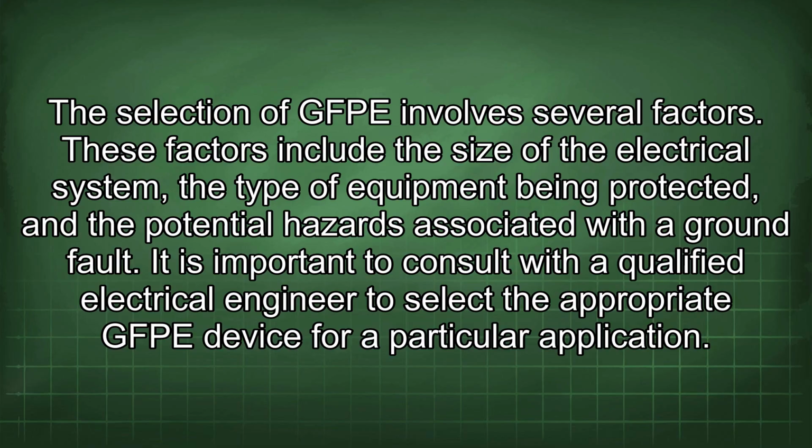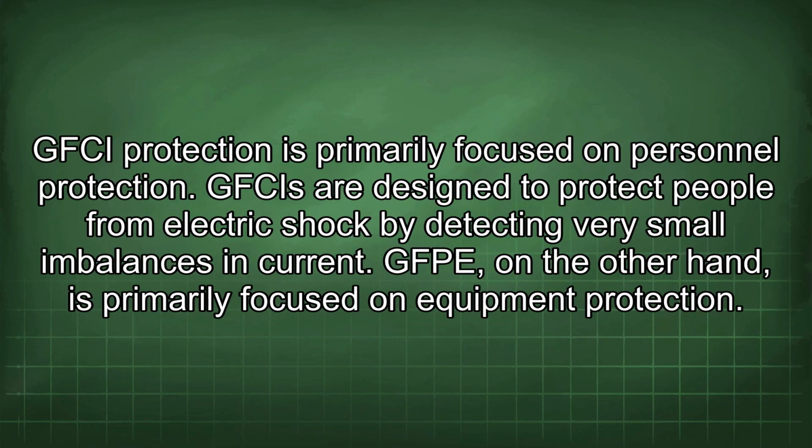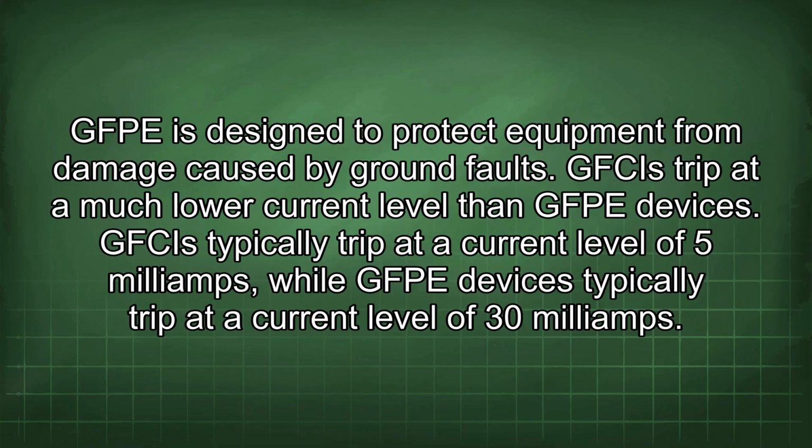GFCI protection is primarily focused on personnel protection. GFCIs are designed to protect people from electric shock by detecting very small imbalances in current. GFPE, on the other hand, is primarily focused on equipment protection. GFPE is designed to protect equipment from damage caused by ground faults.